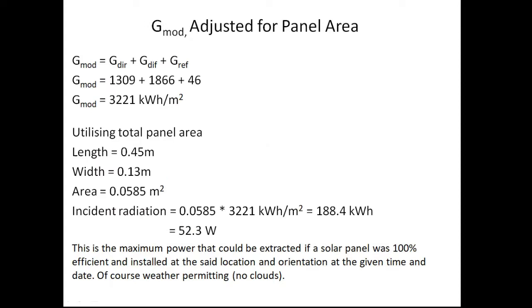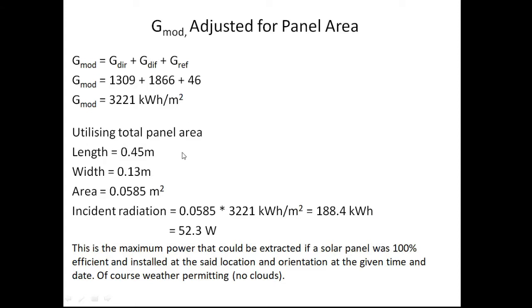Next slide here, we have the total value for the module: direct, diffuse, reflective. 1309, 1866, 46, gives 3221 kilowatts per meter squared.